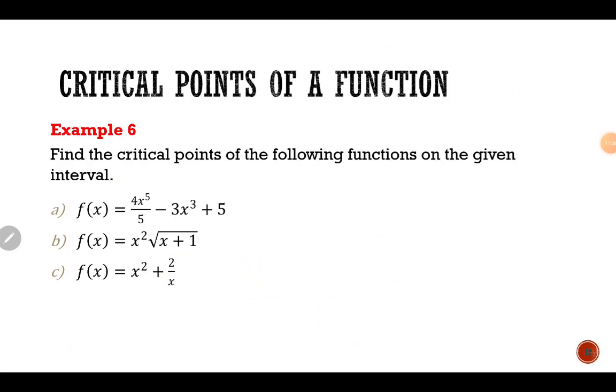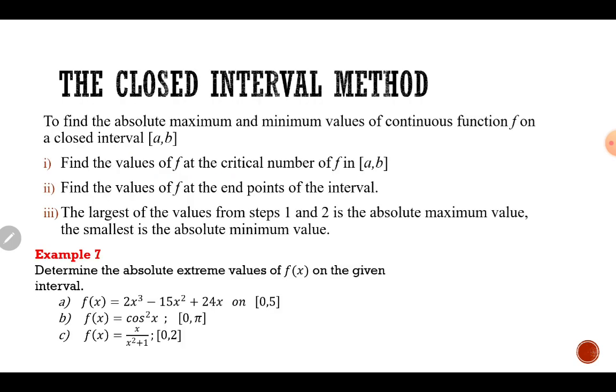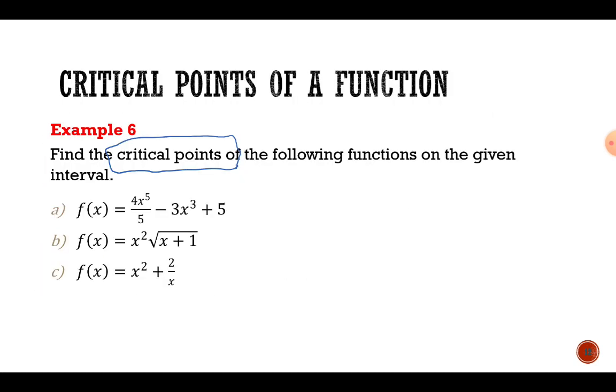So now let's proceed to another 3 examples here. Example 6, we have soalan ni dia tak suruh you cari pun lagi, he just wants you to find the critical point sahaja. It doesn't want you to identify yet sama ada benda tu adalah local maximum, local minimum ataupun absolute maximum ataupun absolute minimum. Alright, so let's try to find out untuk A dulu.